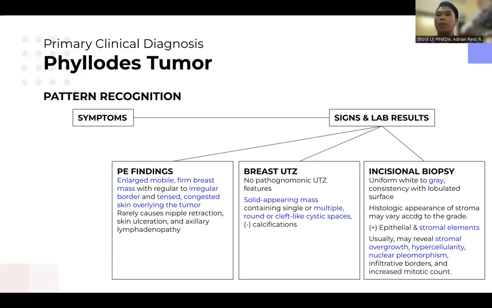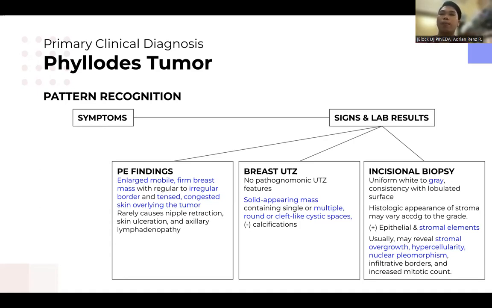According to Radiopaedia, breast ultrasonography is non-specific on the definitive diagnosis of phyllodes tumor. A solid appearing mass containing single or multiple round or cleft-like cystic spaces may be seen. Calcifications are not usually present in this case. Grossly, phyllodes tumors are round to oval multinodular masses with a grayish-white appearance that resemble a head of a cauliflower.